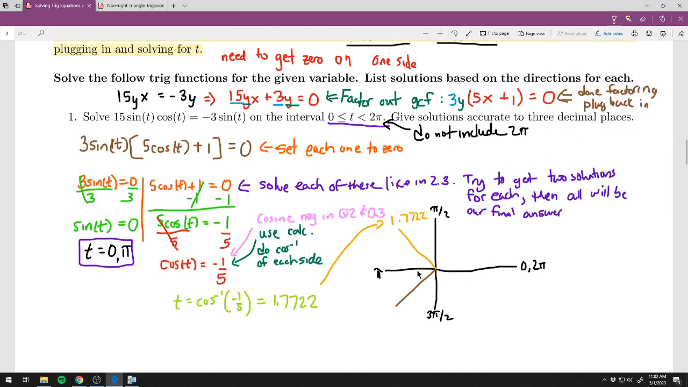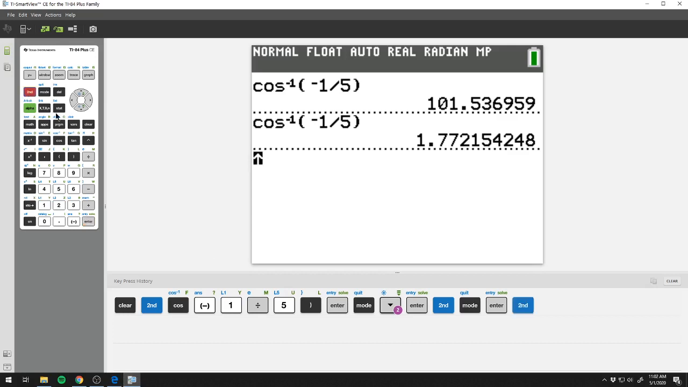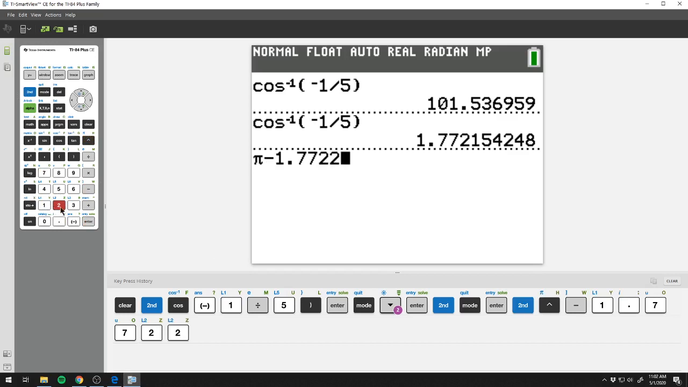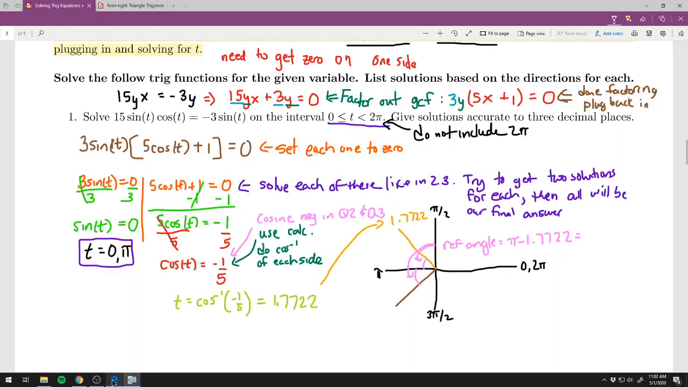Now, also what we learned back then is that the reference angles have to be the same here. So if we can figure out the reference angle, we can figure out our quadrant 3 angle. Our reference angle would be pi minus 1.7722. Remember, the bigger of the two angles, bigger minus smaller. We know this one is pi, so we compute it like that. We get pi minus 1.7722. We get 1.3694.